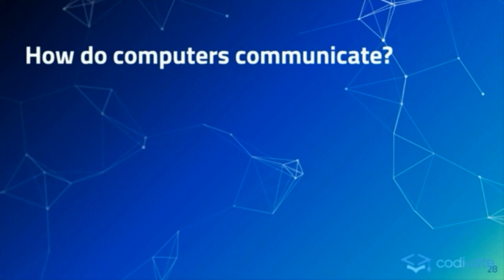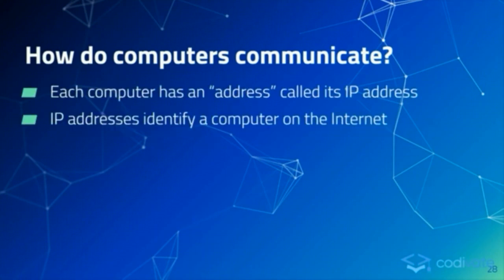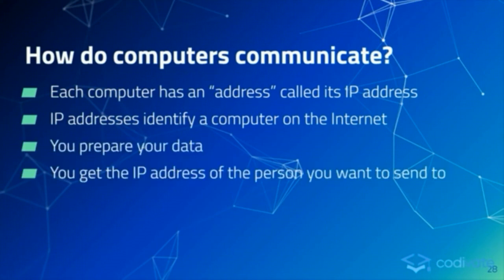Computers communicating is similar to people communicating. Let's use the example of writing a letter to someone. First, you prepare what you want the letter to say, which is like preparing the data you're going to send. Then you get the address of the person you want to send it to. The computer will get the IP address of the person you want to send to depending on what you're asking it to do.